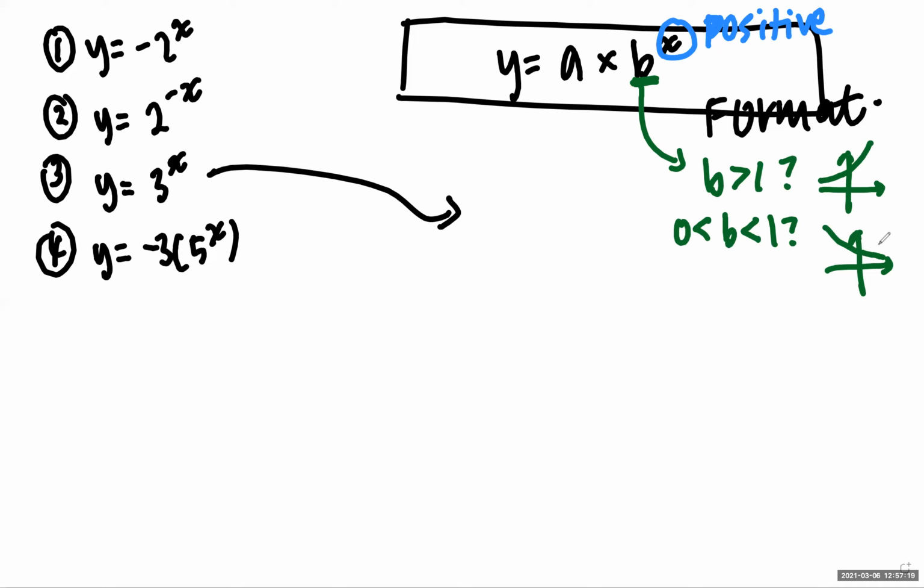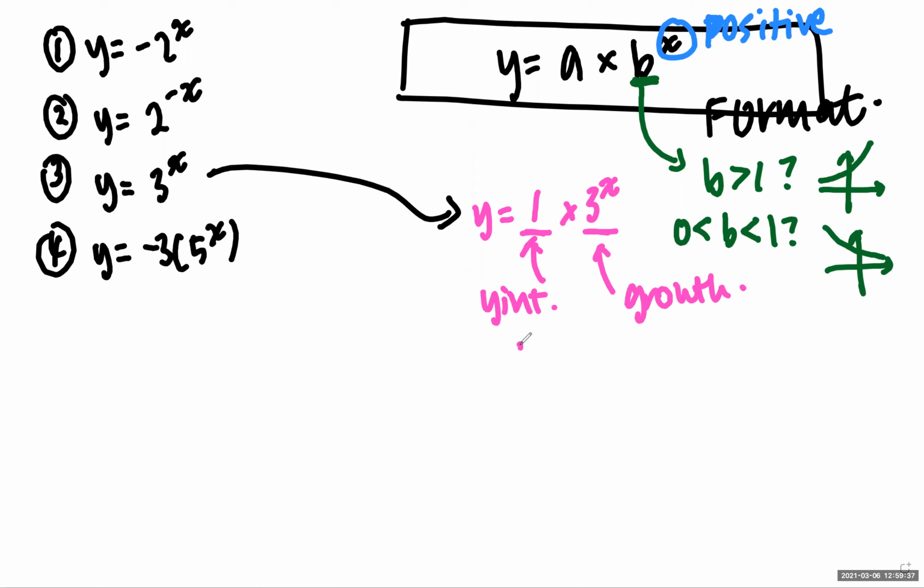Got it? So let's look at number 3 first. What is the format for number 3? Does anybody know? y is equal to a times b to the power of something. Awesome. So what does that mean? This means that this is your y-intercept. Next, this means what? Yes, growth.